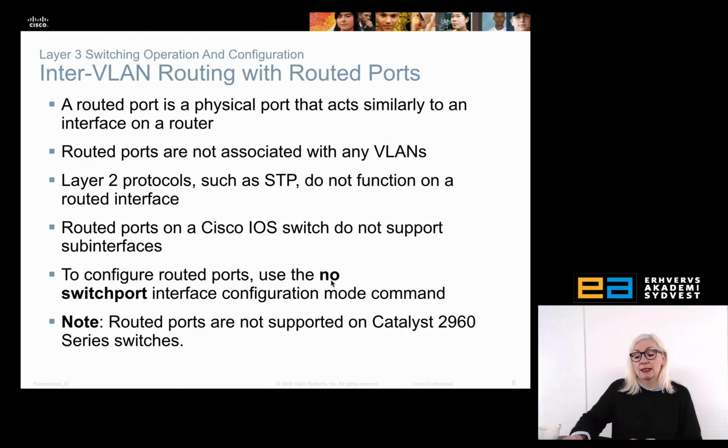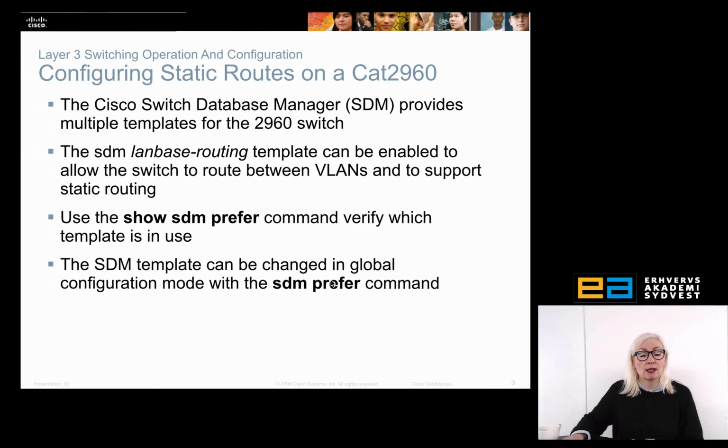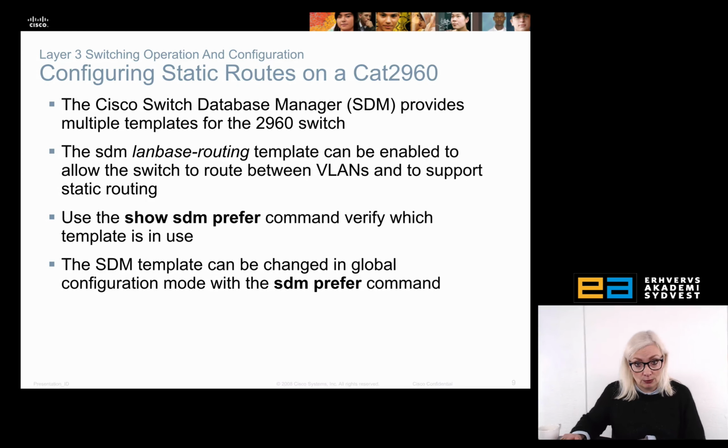A routed port on a switch does not support subinterfaces. You should be aware of that. So if you want to communicate between the different VLANs on a layer 3 switch, you should not use a routed port, you should use an SVI.